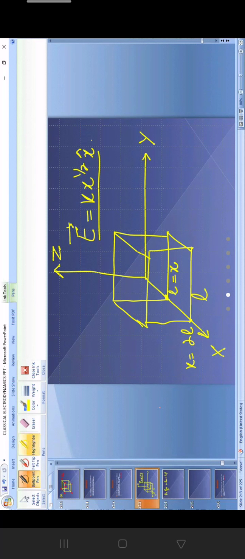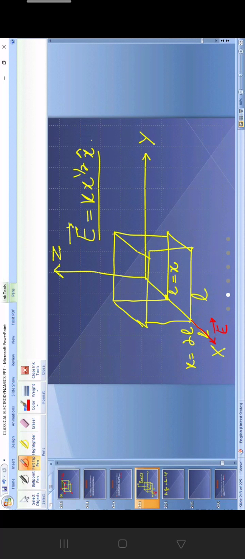Okay. So you see that the electric field is in this direction. It is directed along the x-axis like this. Now, how many faces does this cube have? 6 different faces, isn't it? Through the 4 lateral surfaces, the flux will be equal to 0. Then we are left with the 2 end faces.